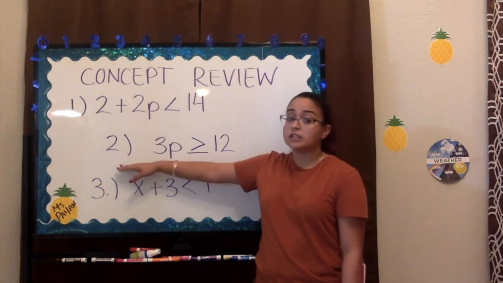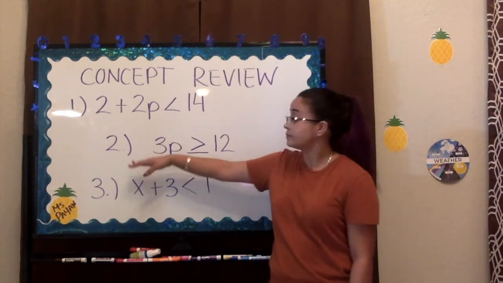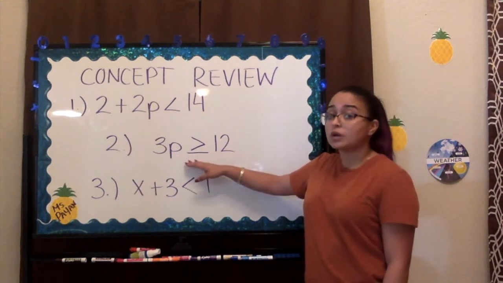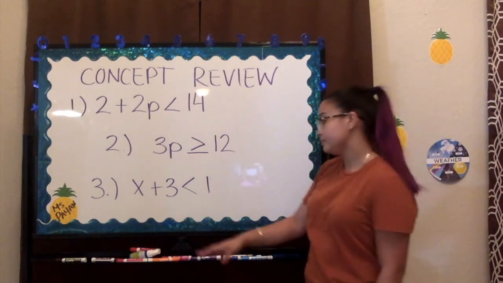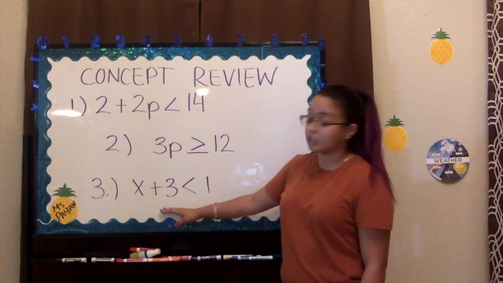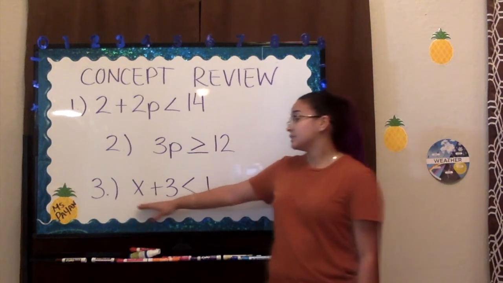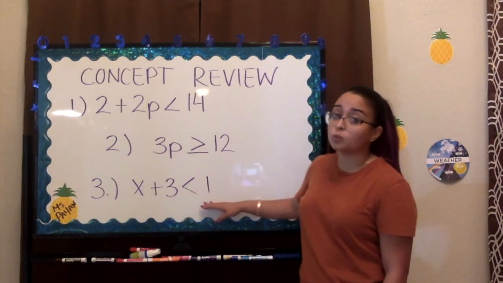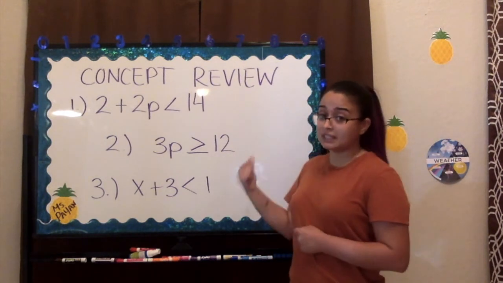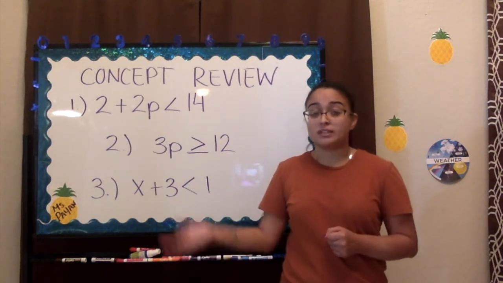The second one, you're going to be solving this inequality using either multiplication or division. This inequality is 3p is greater than or equal to 12. And then to finish off, you're going to be solving this inequality using addition or subtraction. This inequality is x plus 3 is less than 1. So go ahead and solve these three inequalities using the same steps I just took to solve the examples.